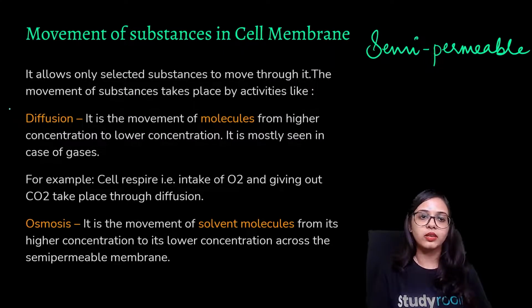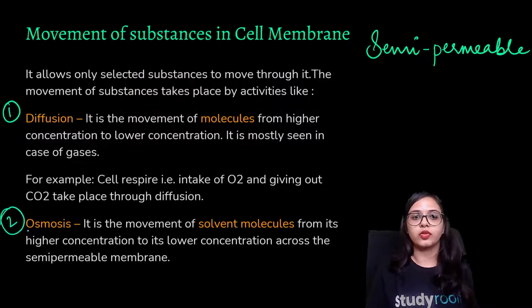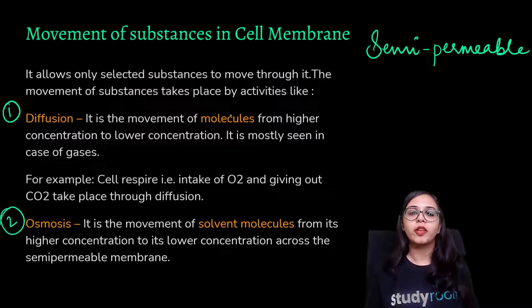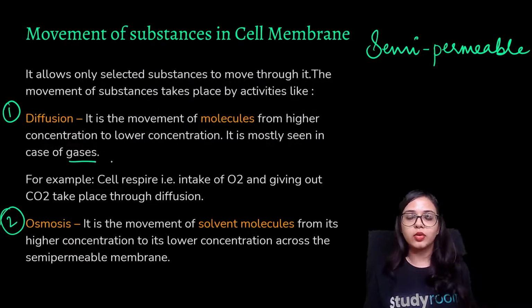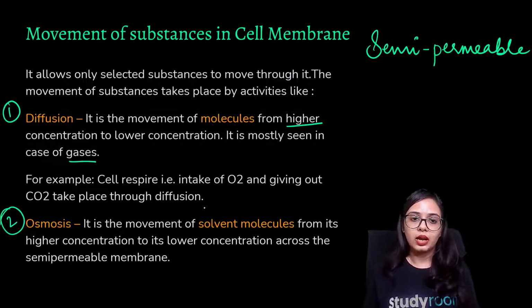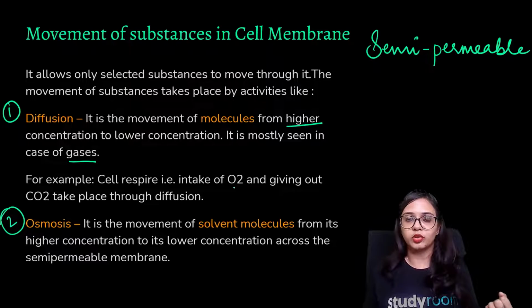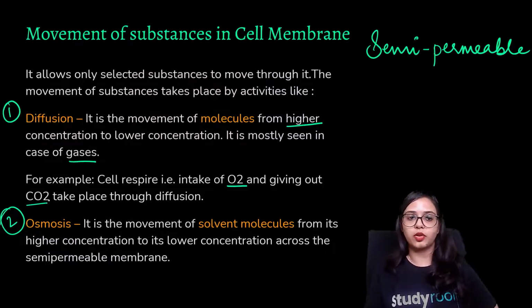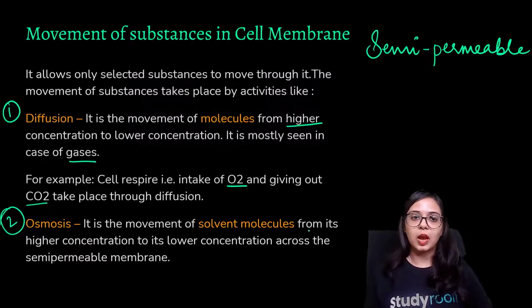It occurs via two methods. One is diffusion and the other is osmosis. Diffusion is basically the movement of molecules from high concentration to low concentration, and it is mostly seen in cases of gases. So when the gaseous components want to move inside or outside of the cell, it happens from the higher concentration region to the lower concentration region. It also happens mostly during respiration, because during respiration cells take in oxygen and breathe out carbon dioxide. So when this process of breathing in oxygen and breathing out carbon dioxide is happening, it is happening through the process of diffusion.